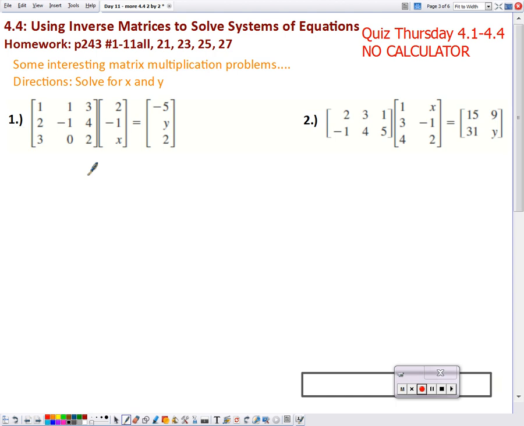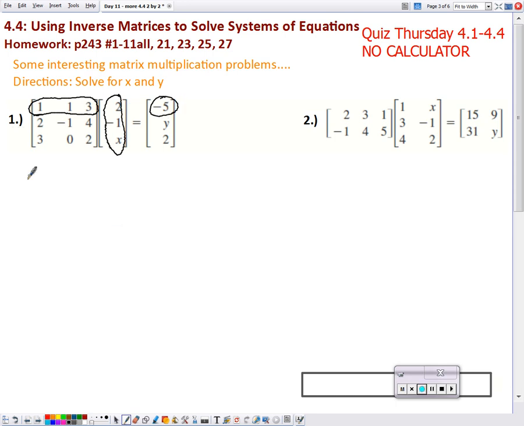Alright, before we look at using inverse matrices to solve systems of equations, I want to take a look at just solving for x and y when they're within a multiplication problem. I see that I'm multiplying this 3 by 3 matrix by this 3 by 1 matrix. And x is in the third row, first column here. So what I'm going to do is see what happens if I multiply the first row and the first column. I should get negative 5.